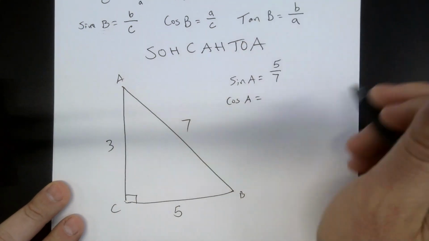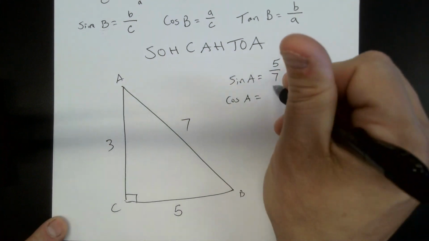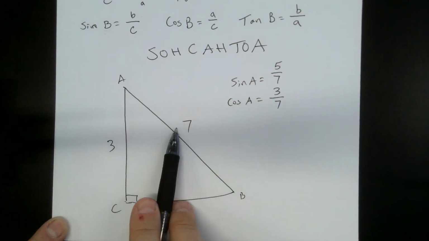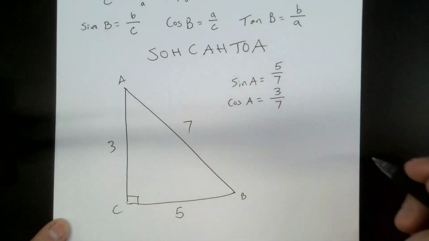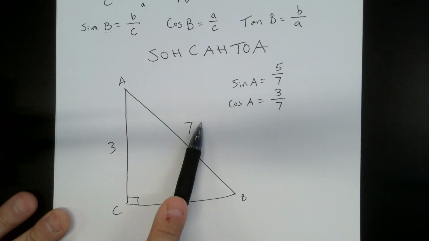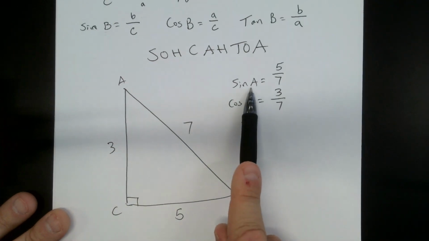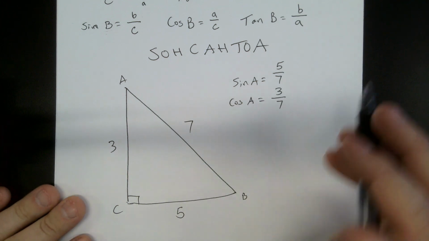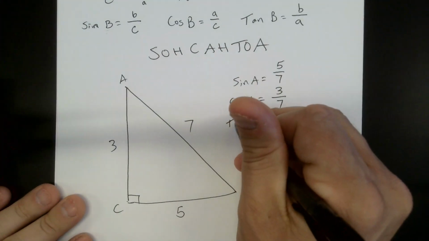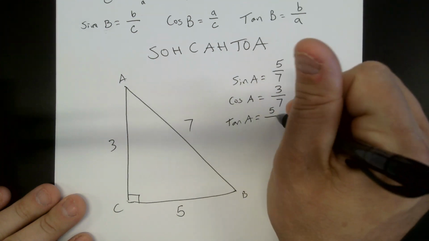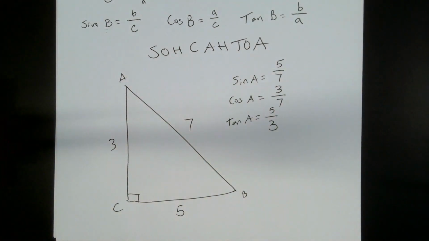Cosine of A equals 3 over 7. Adjacent over hypotenuse. So sine of A is opposite over hypotenuse. Remember, the angle right here is next to it. So sine of A equals 5 over 7. Tangent of A equals 5 over 3. How do you know opposite?